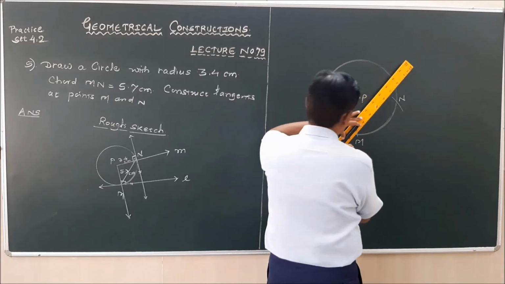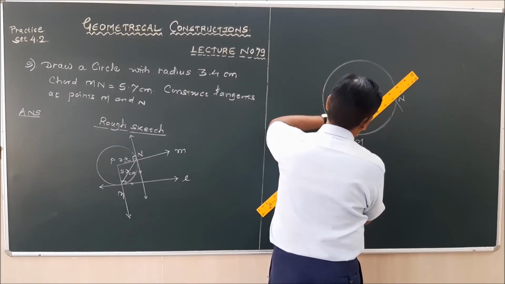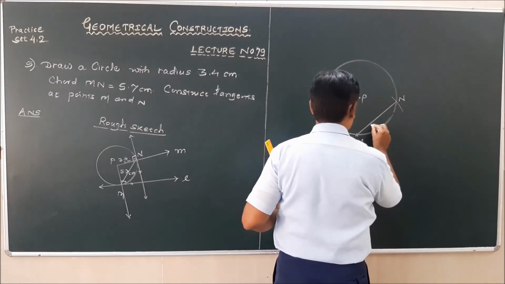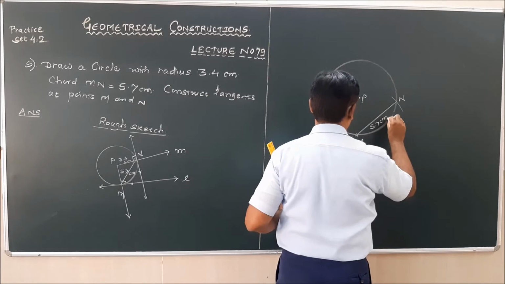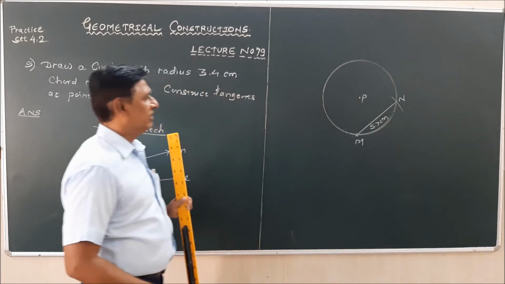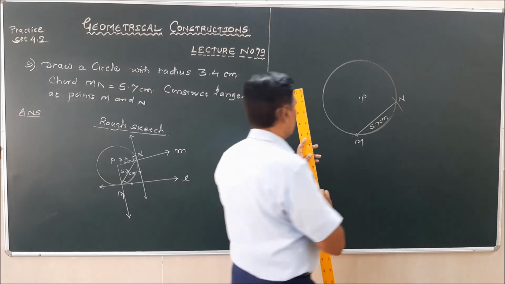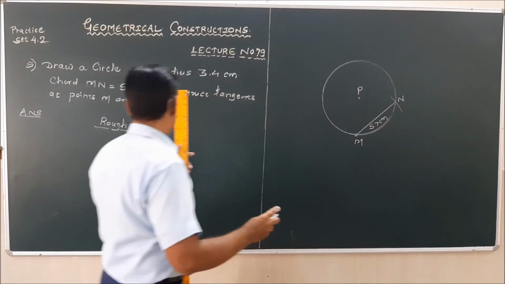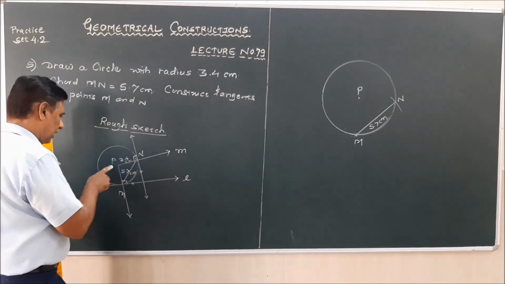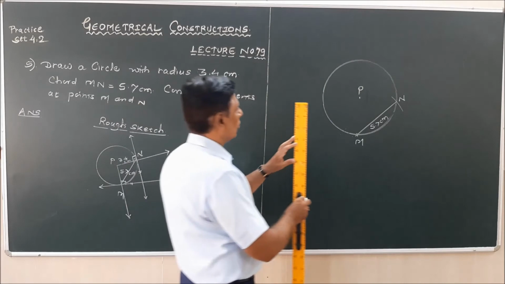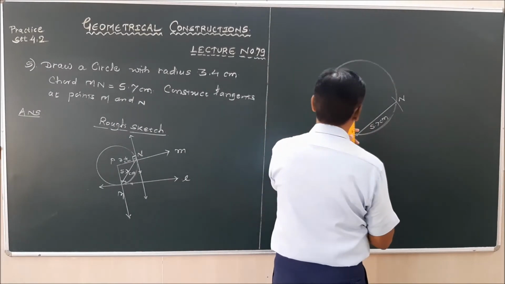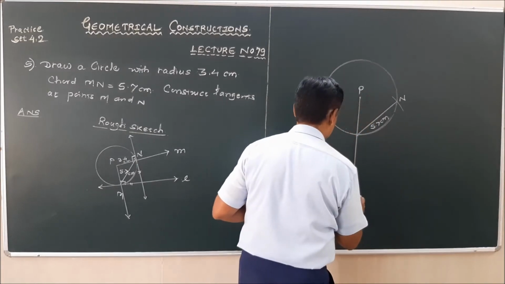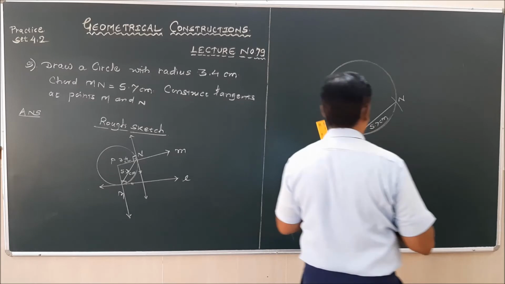So MN is 5.7. This is 5.7. Fine. So this is how I finished drawing chord MN. This is P. Through P, I have to draw a ray. Through P as well as M, I have to draw a ray. Same thing I will do over here. This way I am drawing a ray. This is our point M.